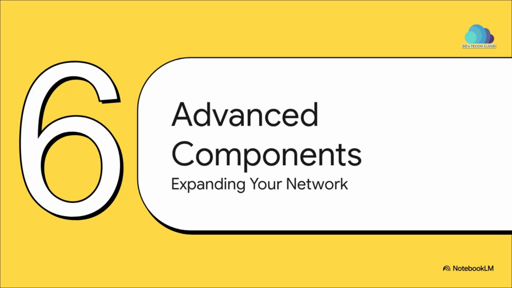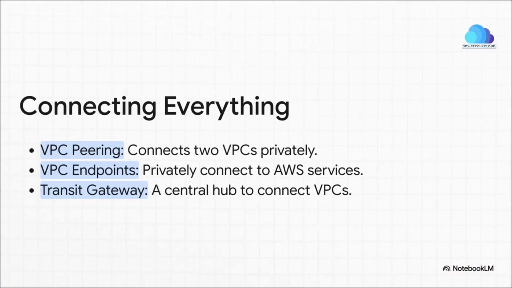But what happens as your company grows? What if you have multiple VPCs for different teams and they need to talk to each other? Or what if you want to access AWS services like S3, but without your data ever having to go out over the public internet? Well, for that, we're going to need some more advanced tools. Let's quickly run through three powerful components.